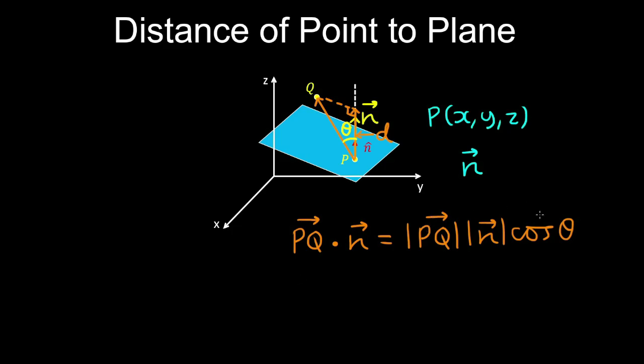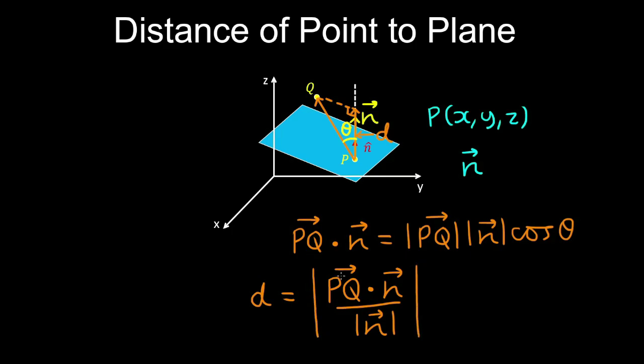So we can rearrange this equation where PQ cosine theta is the distance d. So we get the dot product between PQ and n on the magnitude of n. And we take the absolute value in case the dot product's negative. So note that if the normal vector was specified as a unit vector, then we don't need to compute this magnitude, which will be 1.